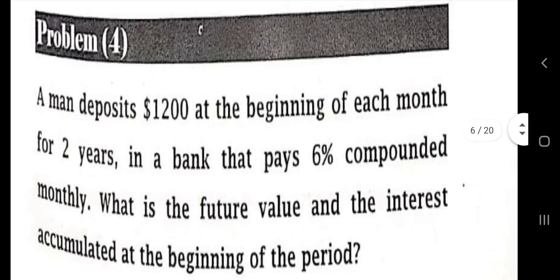The next problem. A man deposits $1,200 at the beginning of each month for 2 years in a bank that pays 6% compounded monthly. What is the future value and the interest accumulated at the beginning of the period? In this example, R equals 1,200 at the beginning of each month, so it's due, for 2 years, so T equals 2 years, and N will be equal 2 times 12, which is 24. In a bank that pays 6% compounded monthly, so J equals 6%, M equals 12, and I will be equal 6% over 12. He needs to get the future value and the interest.